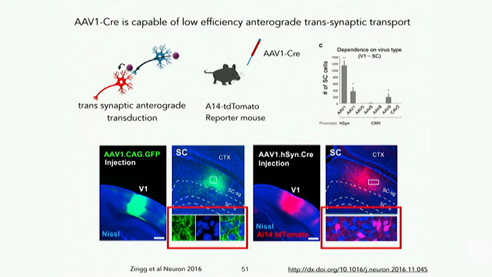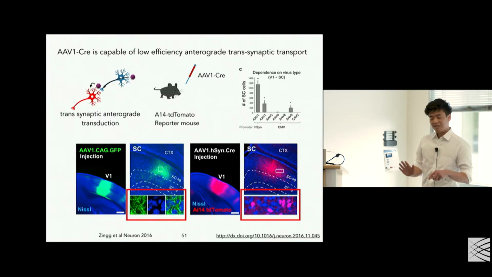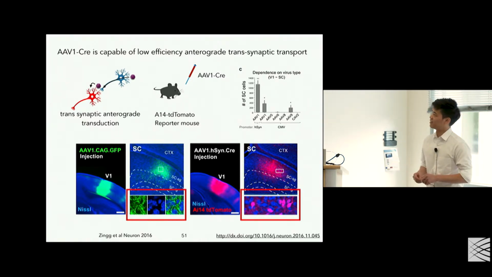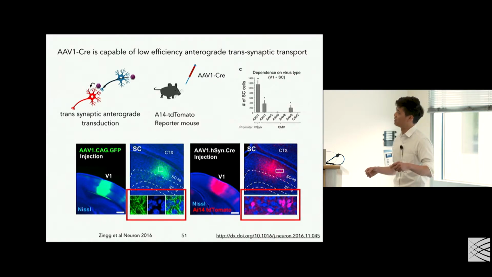So what this Cre is doing is turning on cells around the axon terminals. And this could be because you need a very small amount of Cre to actually cause a permanent change in the reporter line to mark those cells. They also show that only certain AAVs are capable of doing this anterograde transsynaptic transport, AAV1 and AAV9.